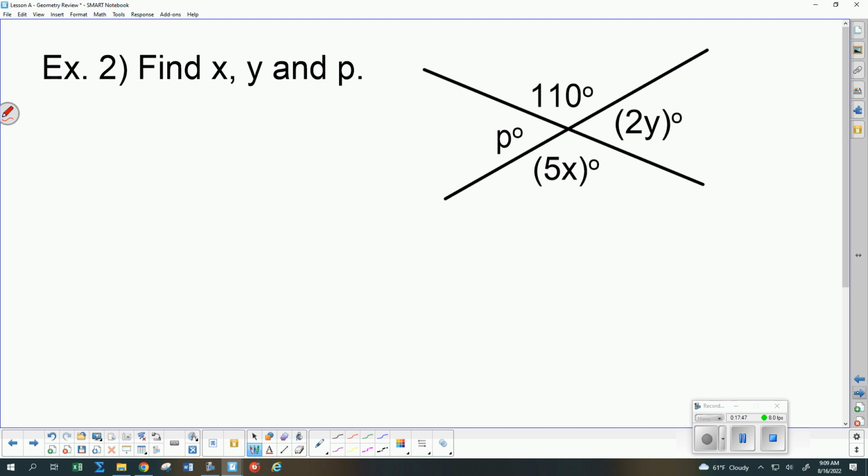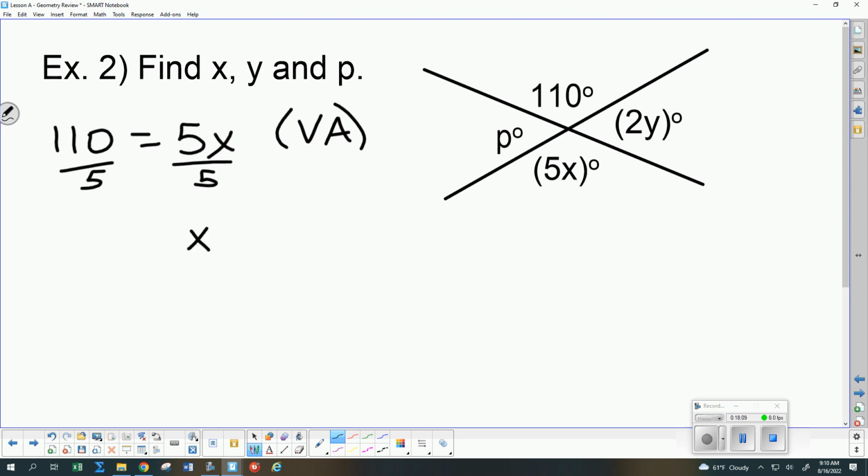Excellent. So we can start out and write down that 110 and that whole 5x have to be equal to each other because they are vertical angles, and we don't have any other v's, so we can just do VA for vertical angles. Then we need to divide both sides by 5, show it if you need to, or do the mental math. And what does x have to be, everybody? 22. And we'll pretend this one is an even one, so we'll just circle it with a pencil and we would grade it tomorrow if it were on the problem set.